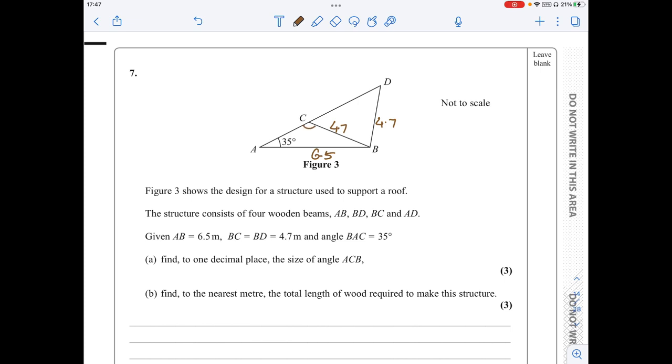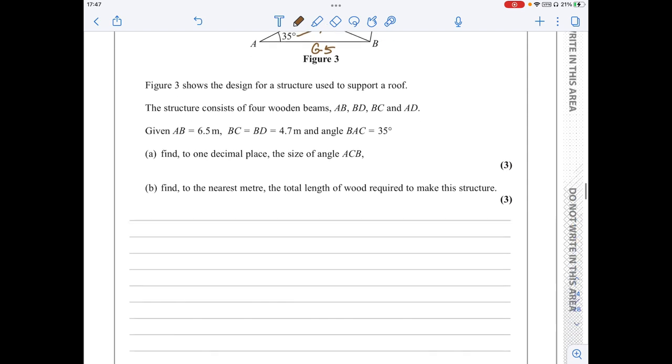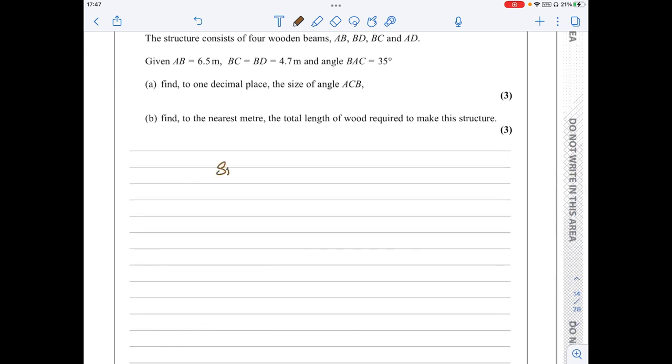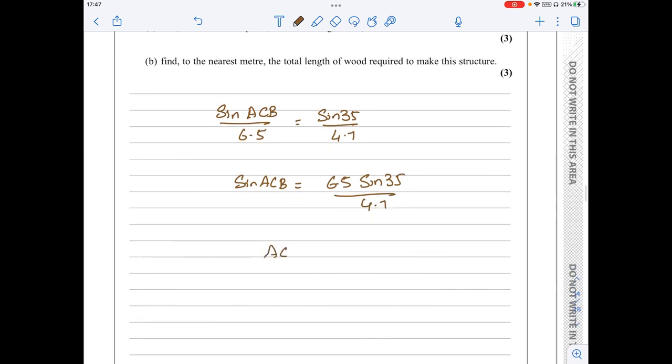ACB. So we know a matching pair. Whenever we know the matching pair, we use the sine rule. So sine ACB upon 6.5 equals sine 35 divided by 4.7. So sine ACB equals 6.5 times sine 35 divided by 4.7. So ACB equals sine inverse of 6.5 times sine 35 divided by 4.7. Simplify by calculator, you should be getting 127.5.